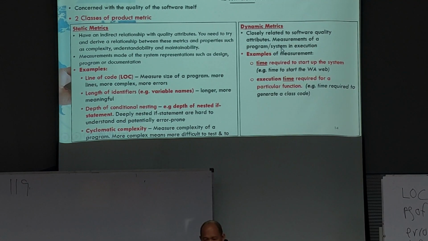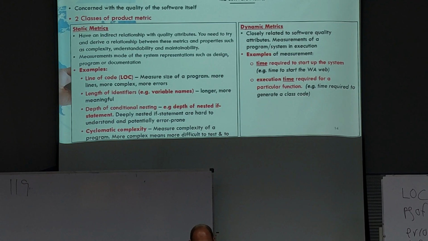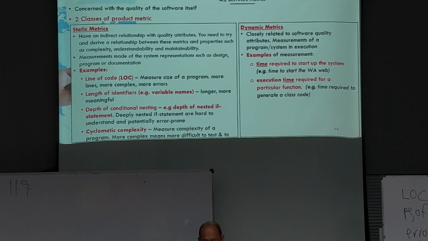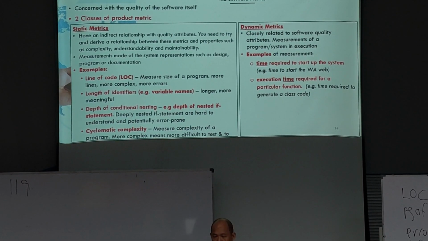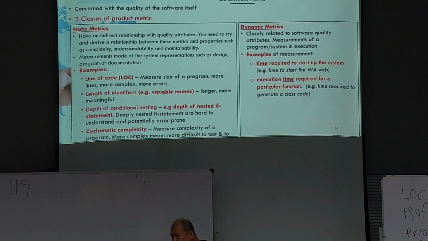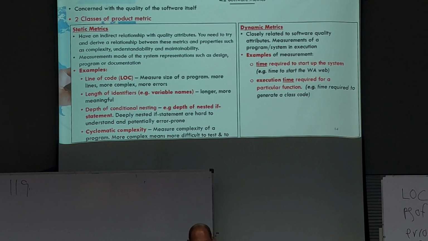Okay, so execution time required for a particular function. When you execute a particular function, the time taken is also not the same. Sometimes it's faster, sometimes it is slower. So example, time required to generate a class code. So I log into the intranet, I want to generate class code. When I click the class code, sometimes the class code appears fast, sometimes it appears slower.